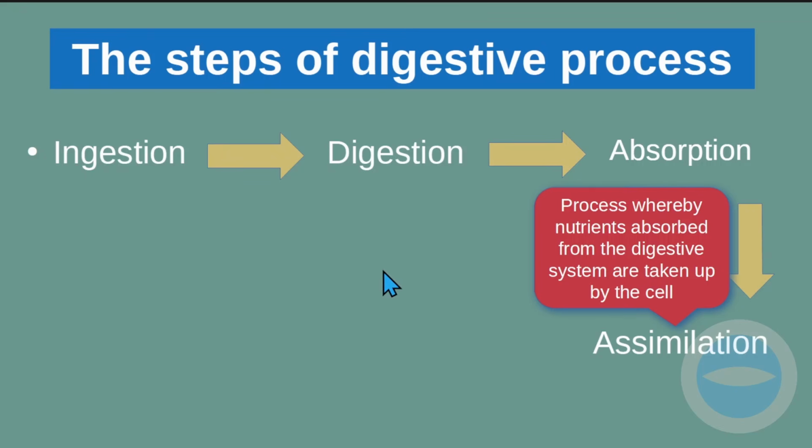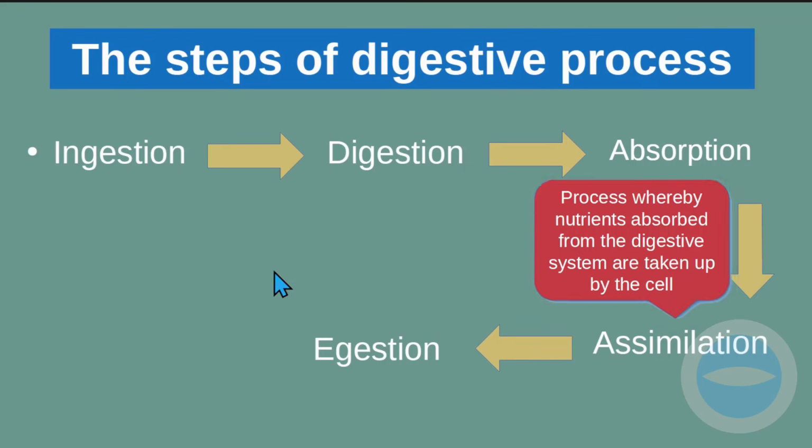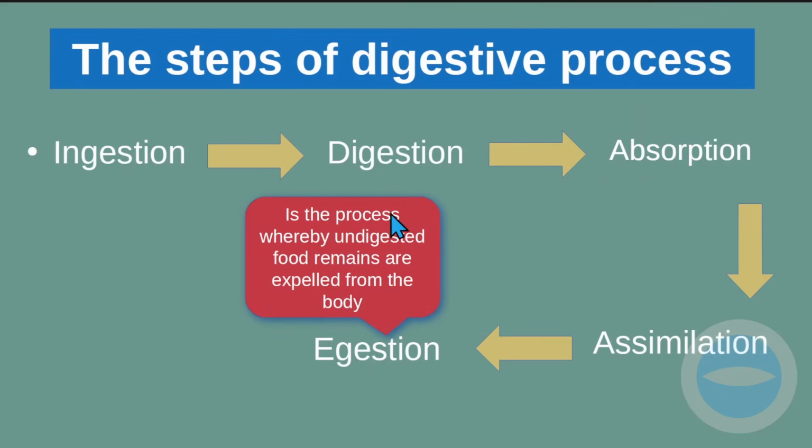And then the last step is egestion. The definition of egestion is the process whereby undigested food remains are expelled from the body. When we go to the loo, the biological term is egestion. If you can see, we start with the food being taken in, and then we end up going to the loo. You must be able to define all these steps here. The way I explain them is the correct way of explaining them.